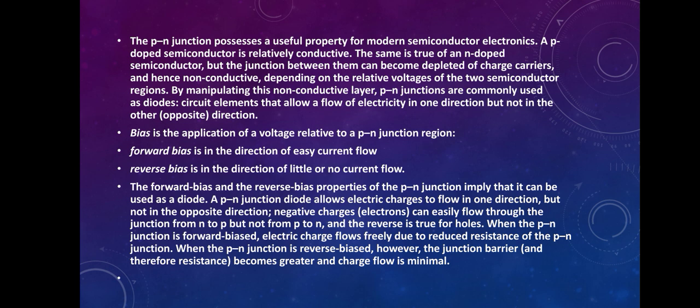When the PN junction is forward biased, electric charge flows freely due to reduced resistance of the PN junction. When the PN junction is reverse biased, however, the junction barrier and therefore resistance becomes greater and charge flow is minimal.